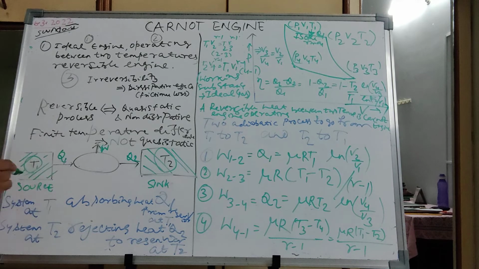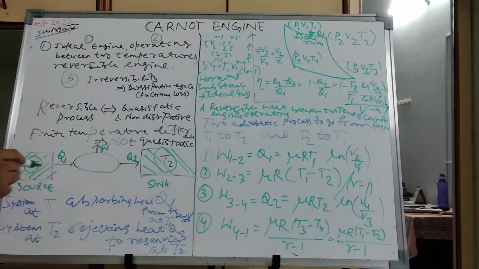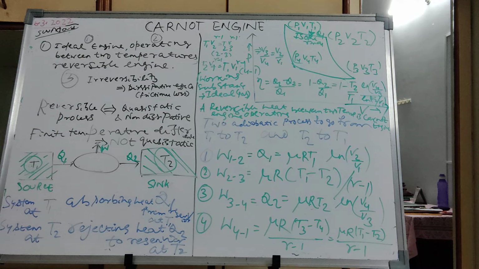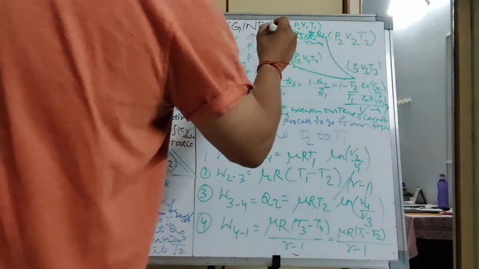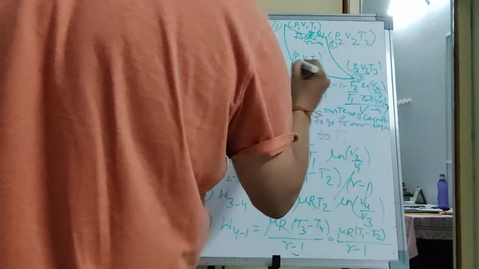This is your working substance. The source is at T1 and the working substance is also at T1, so they are almost at equal temperature. Heat transfer is happening, but it is almost at equal temperature. That means it is absorbing heat, but there is no finite temperature difference between the source and the working substance. It is happening so slowly that the temperature of the working substance stays constant from 1 to 2. This is 1, this is 2, this is 3, this is 4.